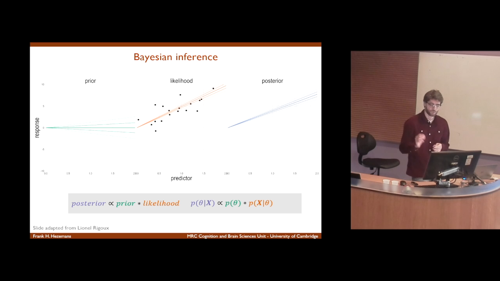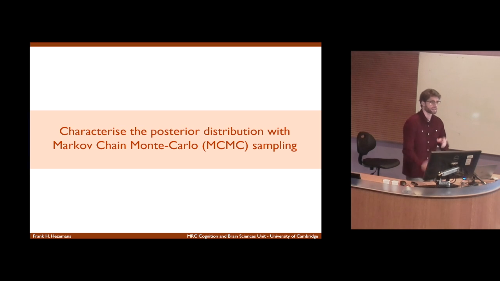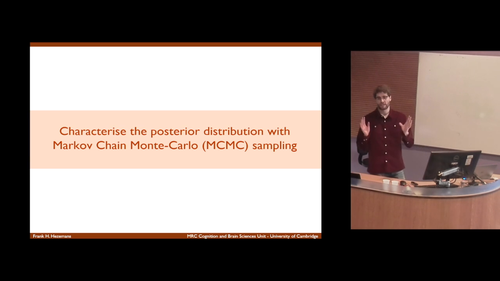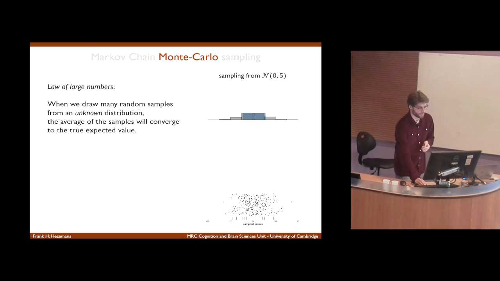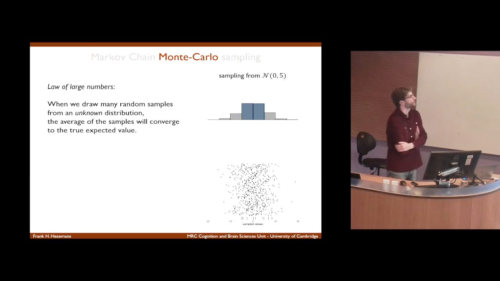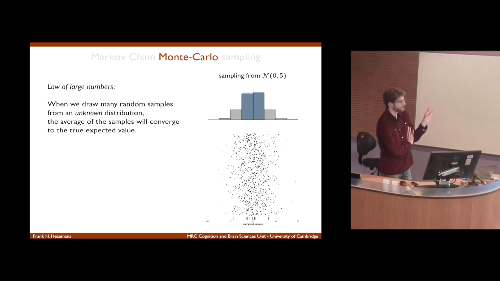But what we can do is characterize or approximate the posterior distribution using a sampling technique called Markov chain Monte Carlo. So what is MCMC? Let me break it down for you. First, the Monte Carlo bit. This refers to the law of large numbers.